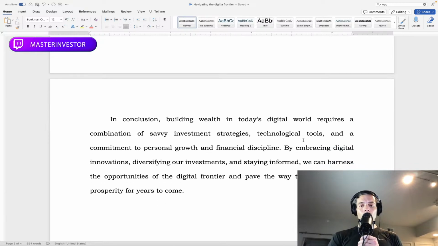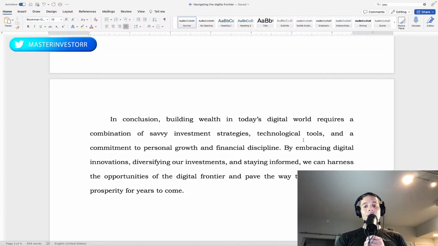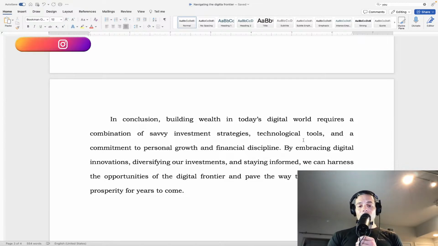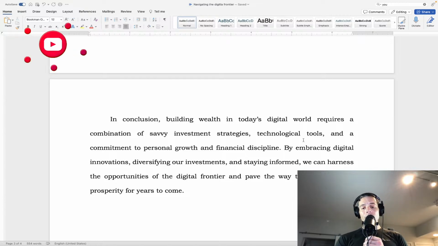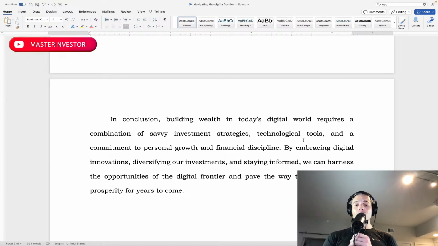In conclusion, building wealth in today's digital world requires a combination of savvy investment strategies, technological tools, and a commitment to personal growth and financial discipline. By embracing digital innovation, diversifying our investments, and staying informed, we can harness the opportunities of the digital frontier and pave the way towards financial prosperity for years to come.